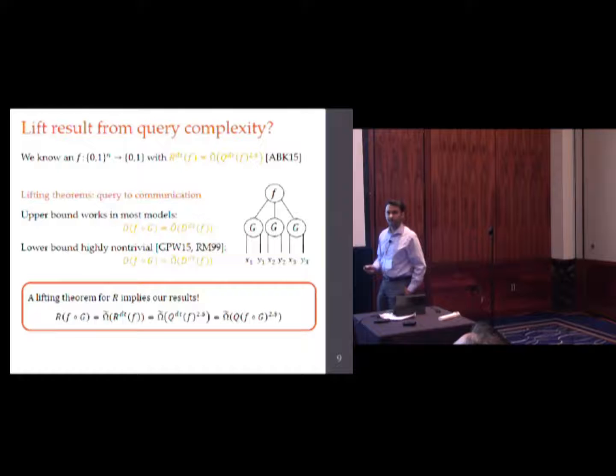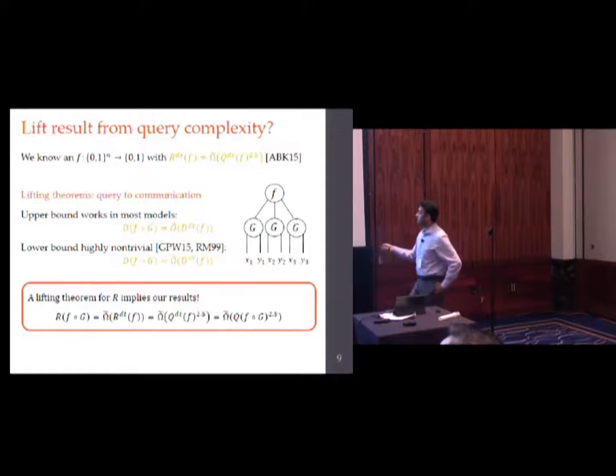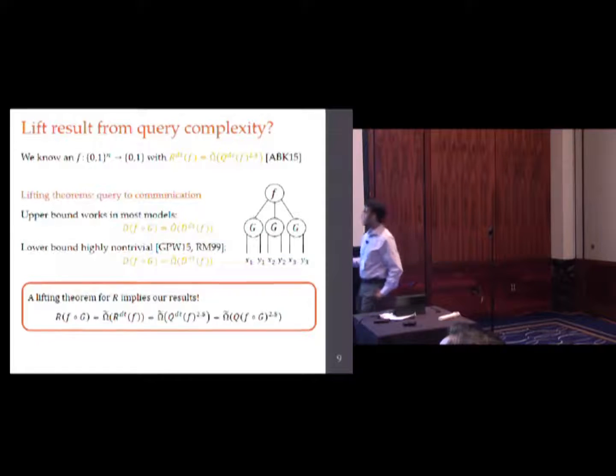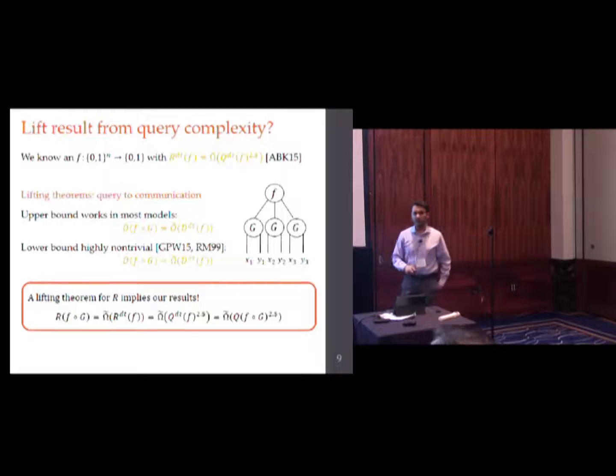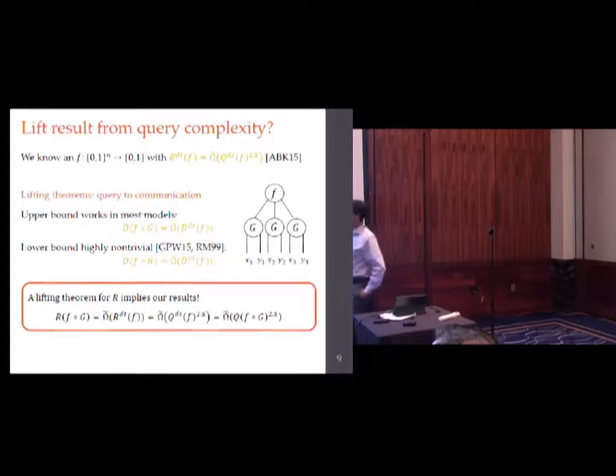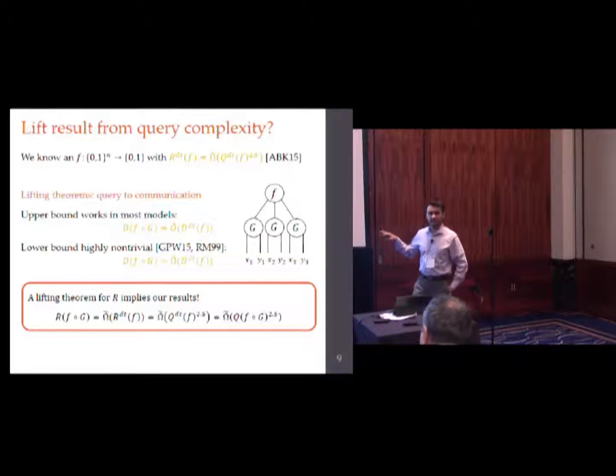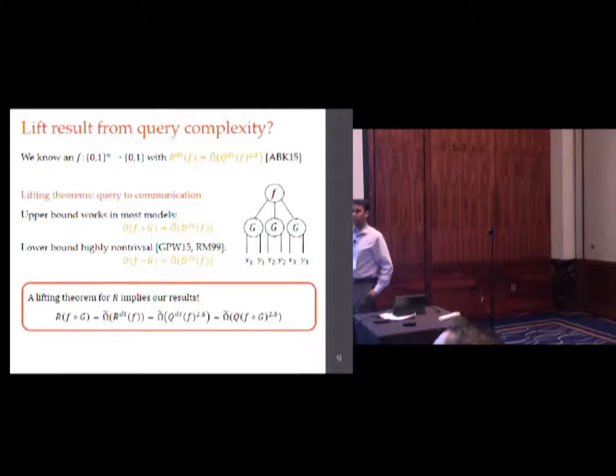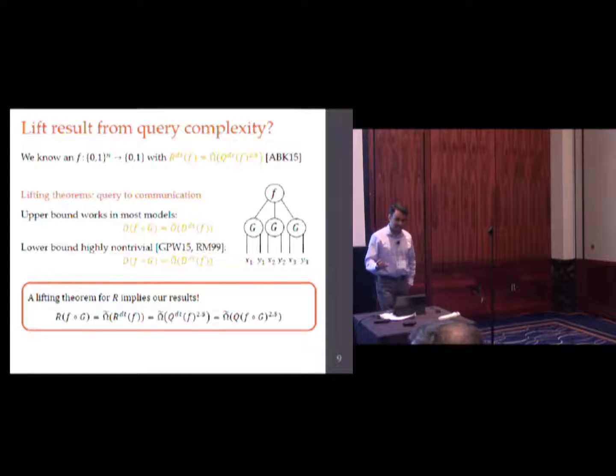This you get by using the fact that the upper bound works in most models, because there's omegas over here, but if you flip it around, it's just an upper bound statement. It just says that in quantum communication complexity, the players can just mimic the quantum query protocol. So this is a completely trivial statement. This is the assumed lifting theorem, and this is the known separation in query complexity. So if we had a lifting theorem for randomized communication complexity, actually all the results in this paper are trivial. So there's nothing to do.